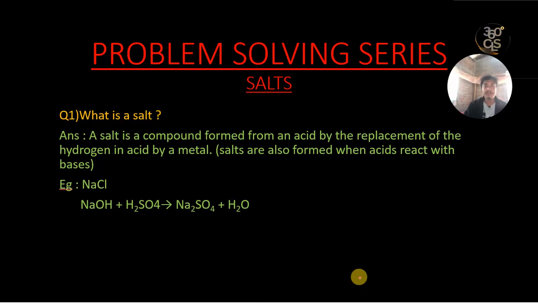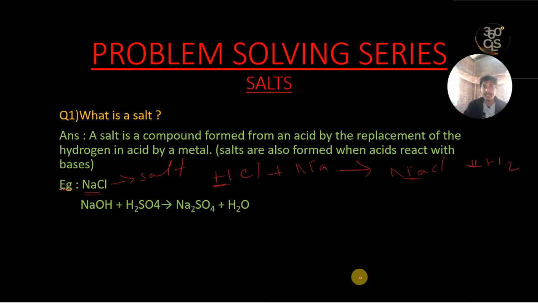A salt is a compound formed from an acid by the replacement of the hydrogen in acid by a metal. For example, NaCl is a salt. When we replace H from hydrochloric acid by Na, we get NaCl plus H2.